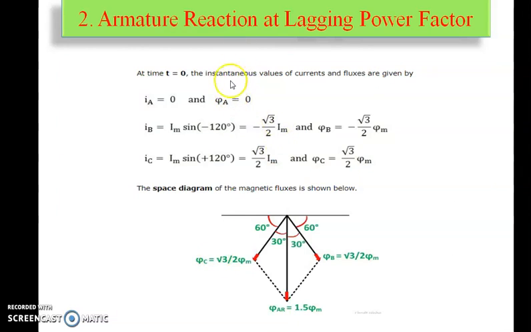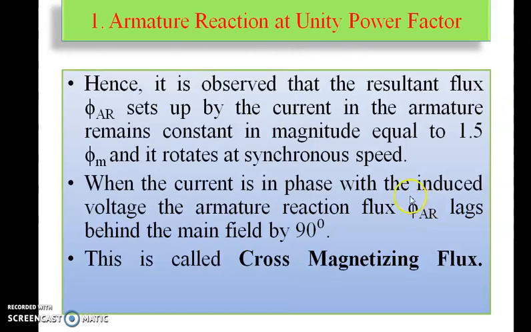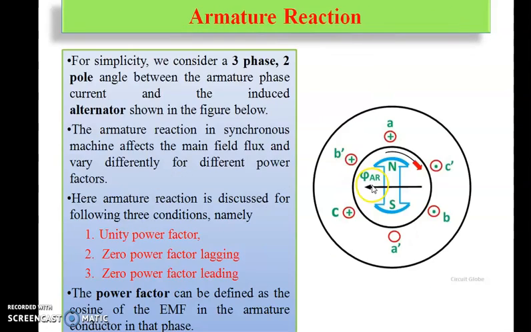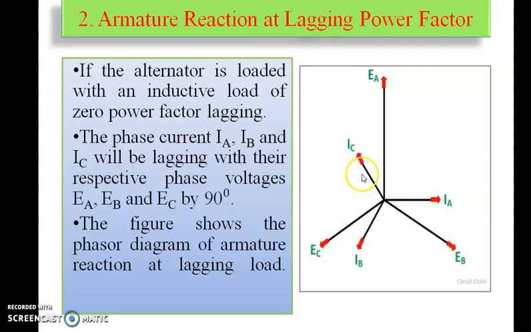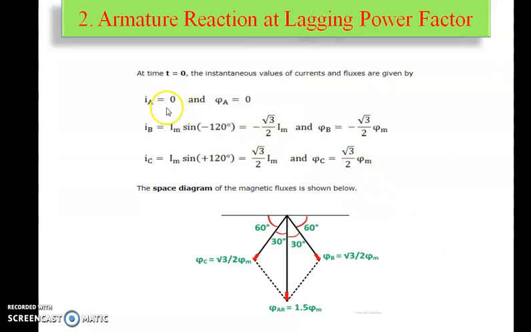Now, similarly, at time t equals 0 instant, the instantaneous values of current and fluxes are given by Ia equals 0 and hence phi equals 0. Because here, I can assume that the direction of the main resultant phi AR is this negative direction, the left direction line. For this lagging power factor, the current direction is exactly opposite to that one. So I take Ia equals 0, and hence obviously phi equals 0, and IB equals Im sine of omega t minus 120 degrees.